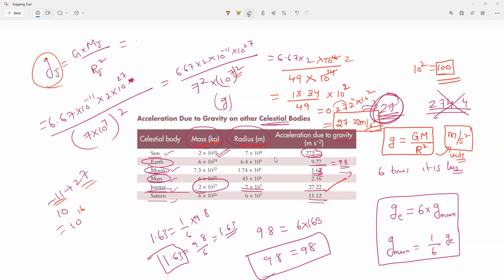Yes, sir. See, here also for the mass of the earth, I am not taking 6. 6 is not the correct value. You take 5 point something. That is the exact value. Then you will get 9.77 only. Understand? The calculation varies slightly. That doesn't matter.